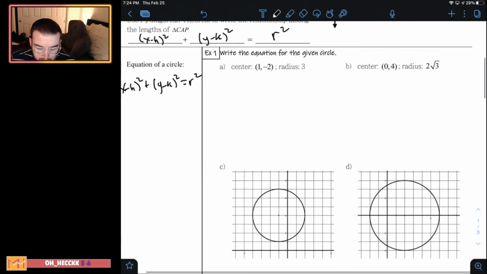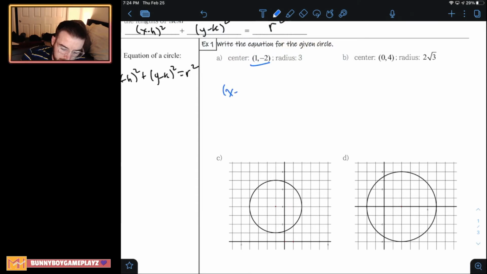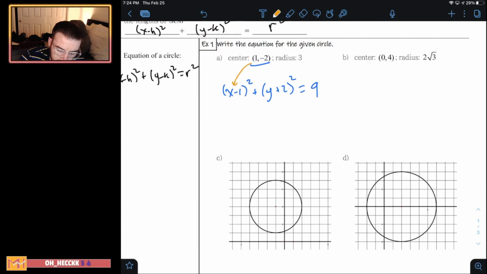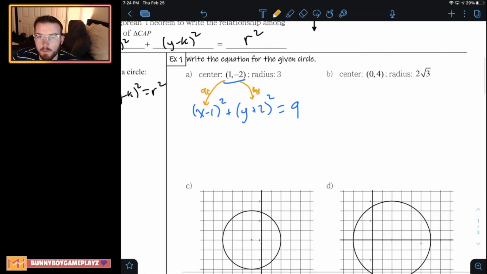So, write the equation for the given circle. The equation would be (x − 1)² + (y + 2)² = 9. It's always the opposite, okay? So you see a positive 1, you have to write x minus 1. You see a minus 2, you write y plus 2.